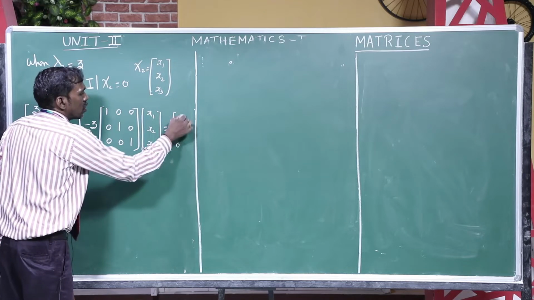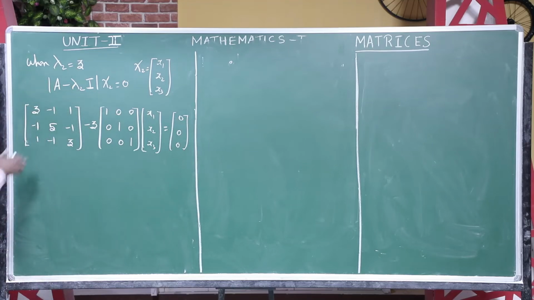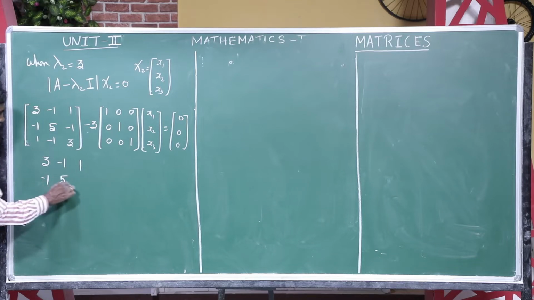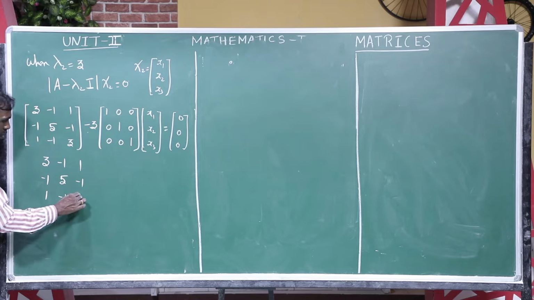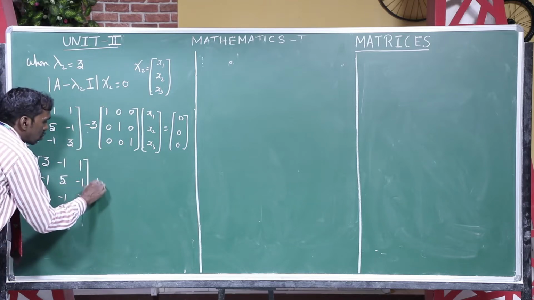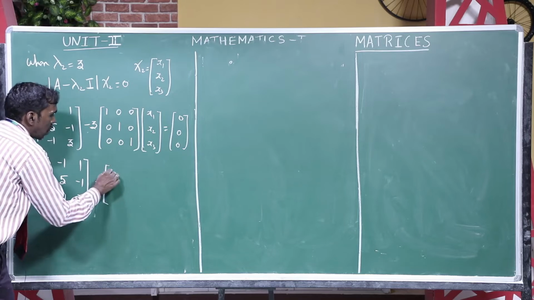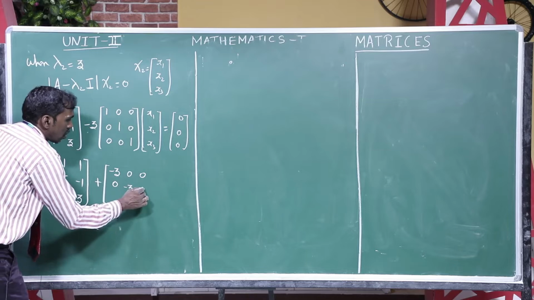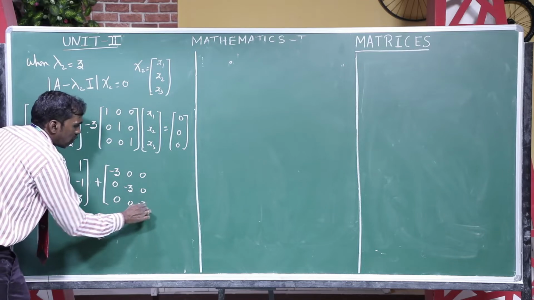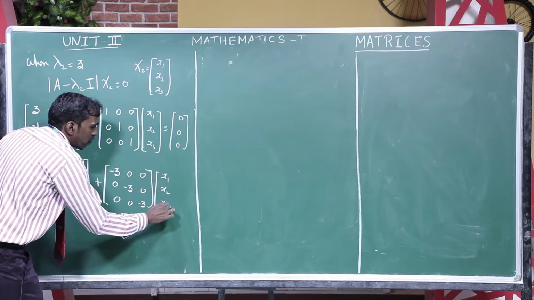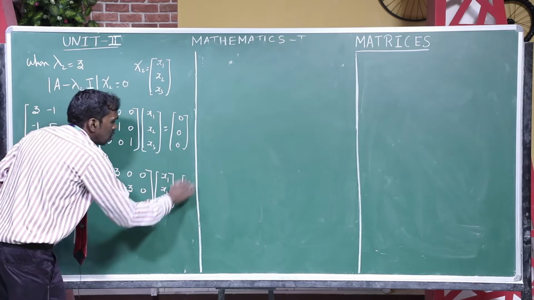Before forming the equation, we have to substitute A minus 3, that is, multiply by minus 3 inside this matrix. So here 3, minus 1, 1; minus 1, 5, minus 1; 1, minus 1, 3. Multiplying minus 3 inside, put the plus sign: minus 3, 0, 0; 0, minus 3, 0; 0, 0, minus 3. Have to simplify, then we form the equations and solve by using the cross multiplication method.